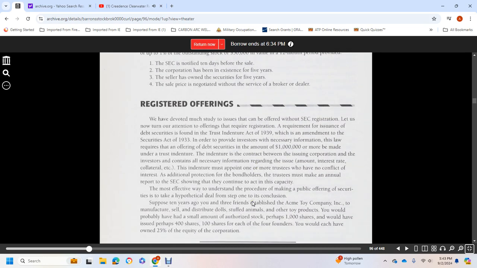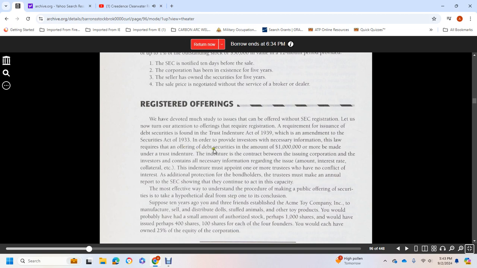Registered offerings. Having devoted much study to the issues that can be offered without Securities Exchange Commission registration, let us now turn our attention to the offerings that require registration. The requirements for the issuing of debt securities are found in the Trust Indenture Act of 1939, which is an amendment to the Securities Act of 1933, in order to provide investors with the necessary information.